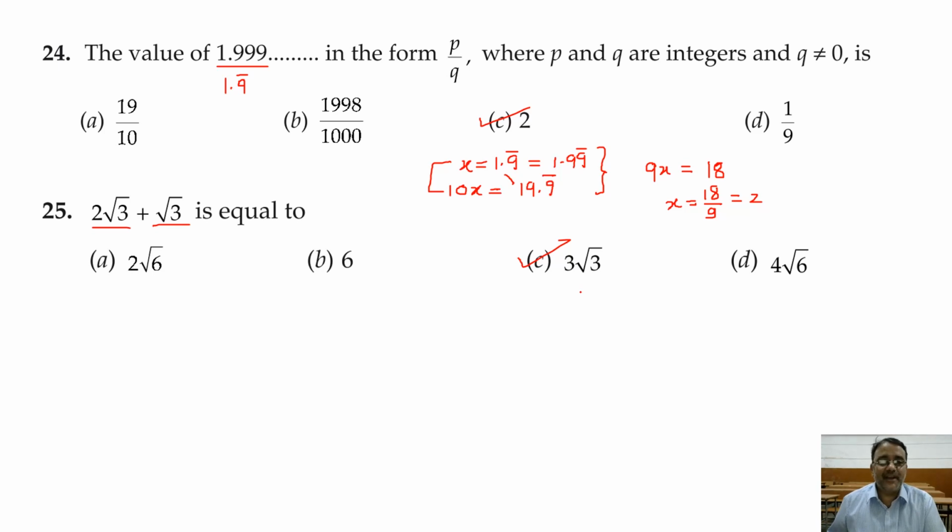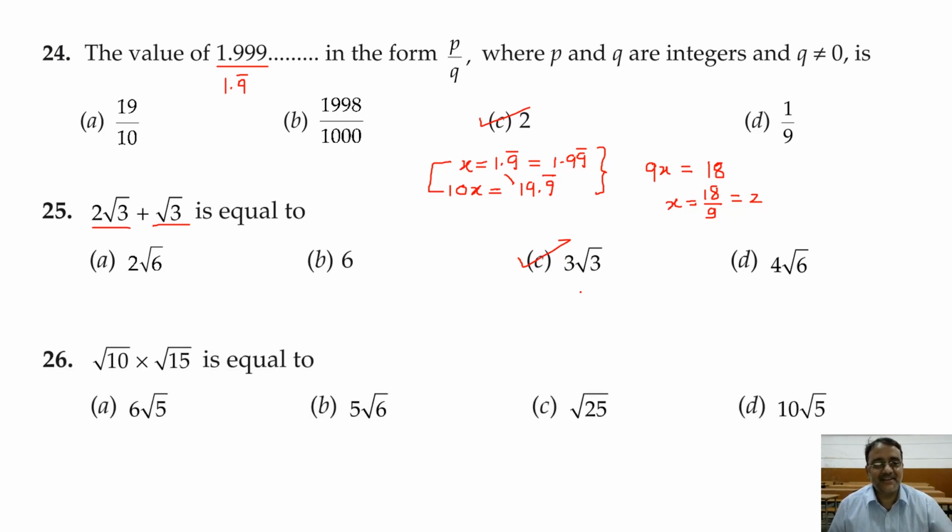Okay. So now we are moving toward question number 26. Root 10 into root 15 is equal to dash. चलो, इसको मैं सॉल्व करके बता रहा हूँ. Root 10 into root 15, root over 10 into 15 हो जाएगा. Okay. Now factorize 10 and 15.